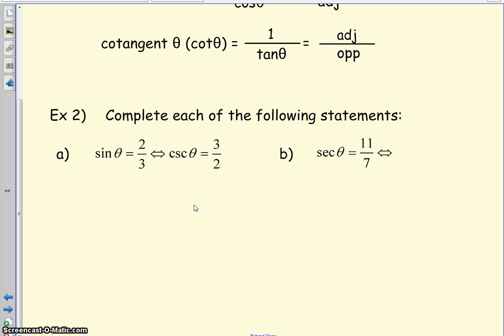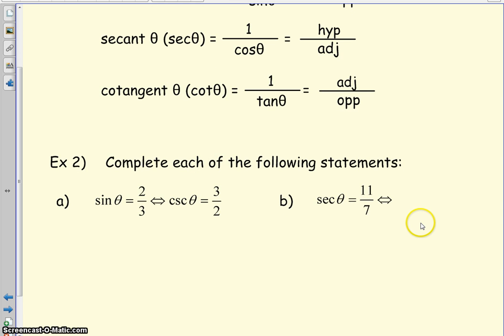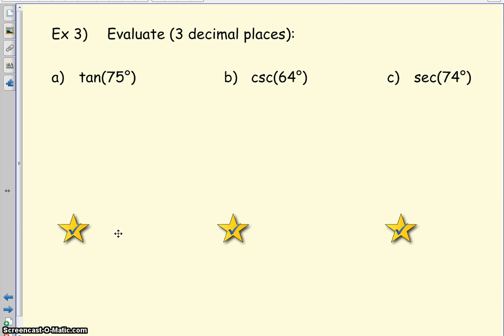Okay, so for example, if you have secant theta equals 11 over 7, well, secant is a reciprocal of cosine, so the equivalent statement would be the fact that cosine theta will be equal to 7 over 11 instead of 11 over 7. Okay, that would be how we move between having a primary ratio and its reciprocal ratio, or vice versa. So let's try and apply this to some simple calculations you've done before in the past.